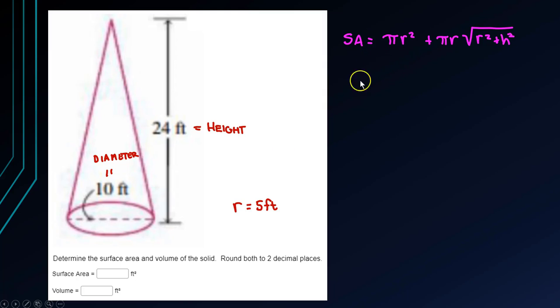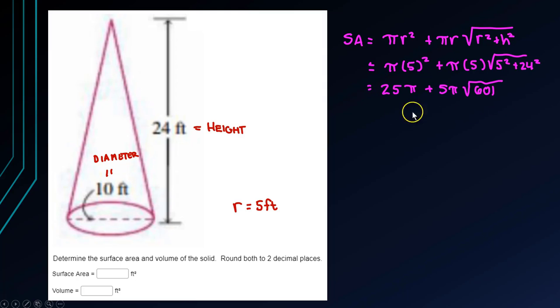So I'm just going to put 5 in for all the r's, 24 for the h, and I work it out. So I end up with 25 pi plus 5 pi times the square root of 601. Unfortunately, the square root of 601 is not a perfect square. It's a really irrational number, which is why you're asked to round to 2 decimal places. And if I work that out, I get about 463.63, and that is in square feet.